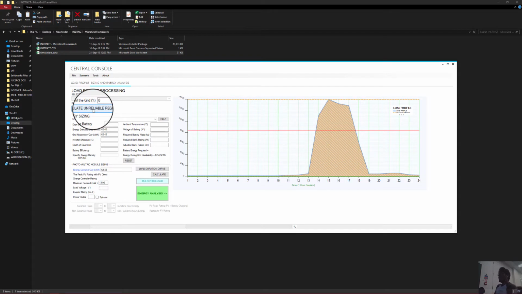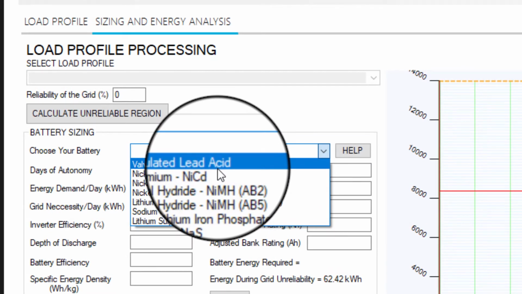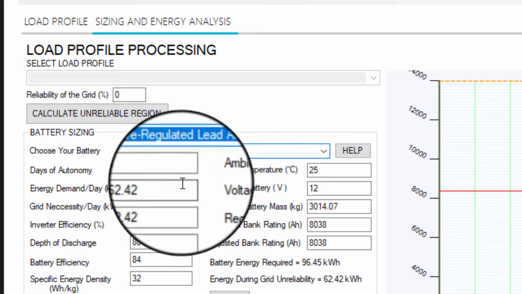Okay, after this you can choose the battery if you know what kind of battery you want. Basically in normal systems at the moment we use VRLA, that is a valve regulated lead acid, normal lead acid batteries. So let's do that.